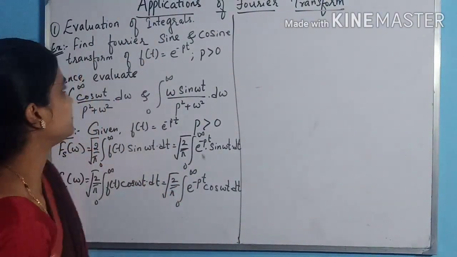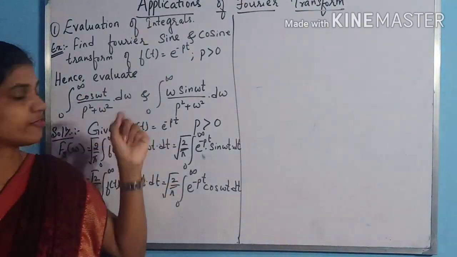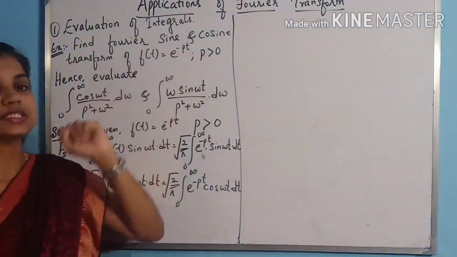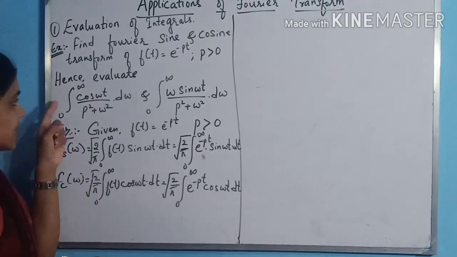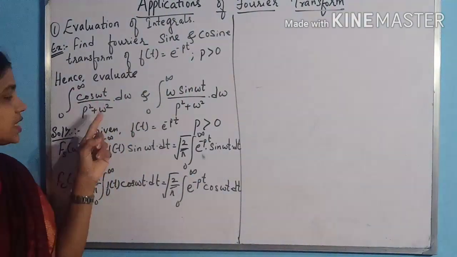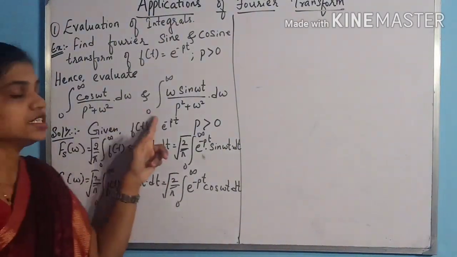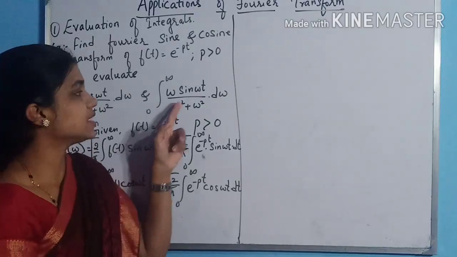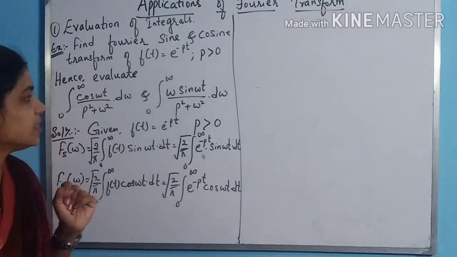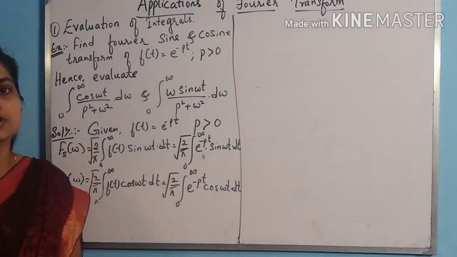The first example: find the Fourier sine and cosine transform of f(t) = e^(-pt), where p is greater than 0. Hence, evaluate the integral from 0 to infinity of cos(ωt)/(p² + ω²) dω and the integral from 0 to infinity of ω sin(ωt)/(p² + ω²) dω. So we are going to prove this or solve this now.